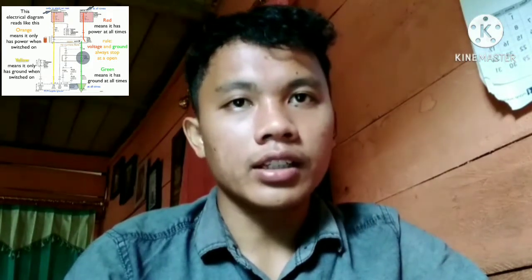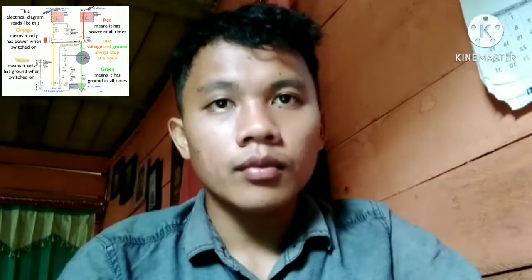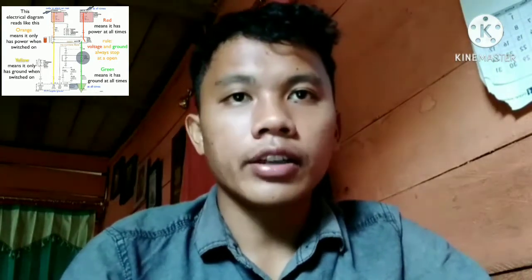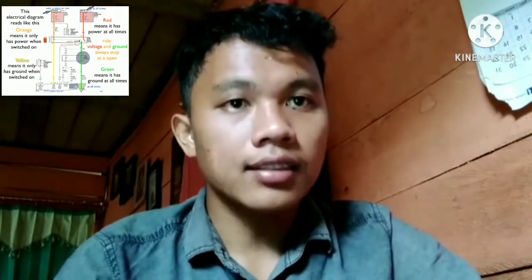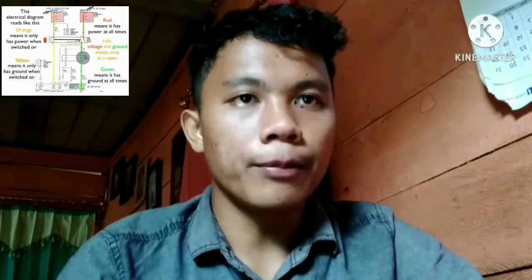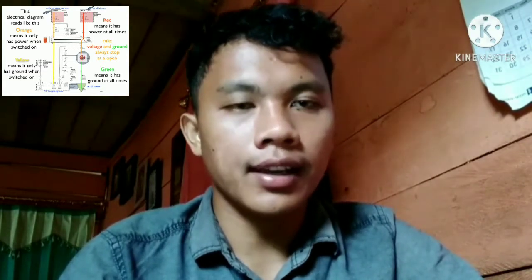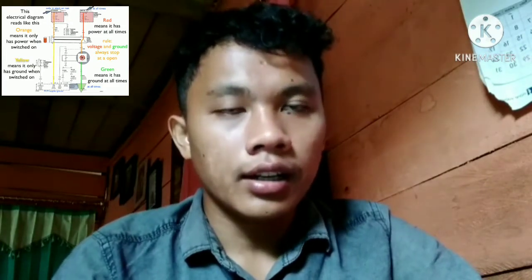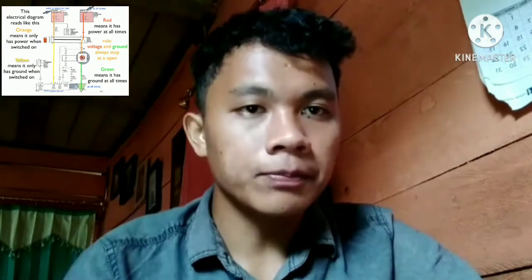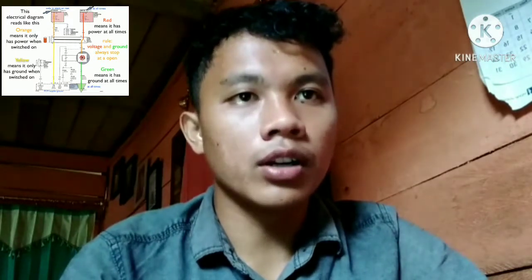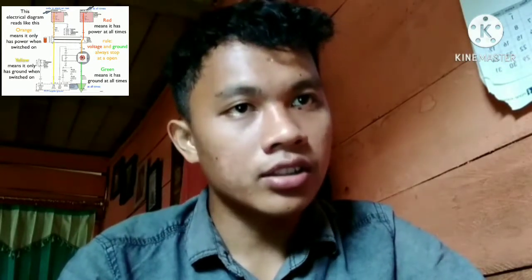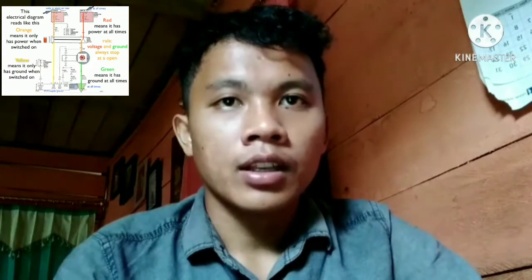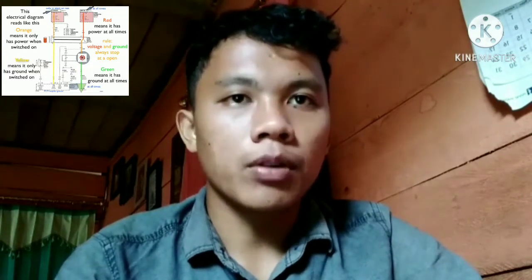Now the next power source. Over here the word says start run. That means you only have power if you have switched to the start or run position. So that is switched power, and we are going to color it orange. Anything in orange means it only has power when it is switched on or turned on.